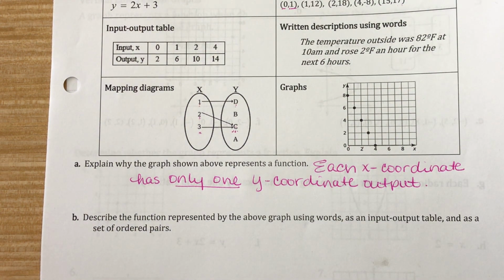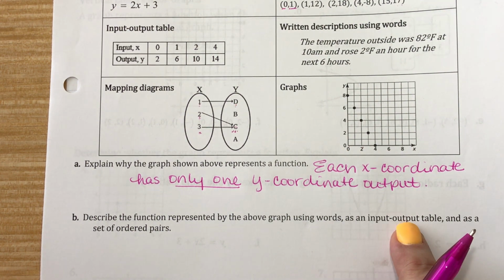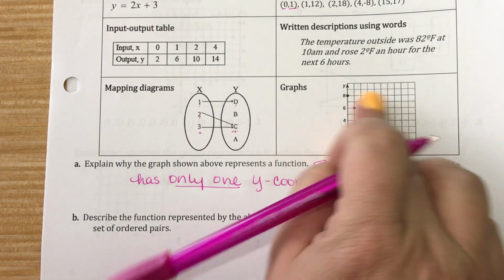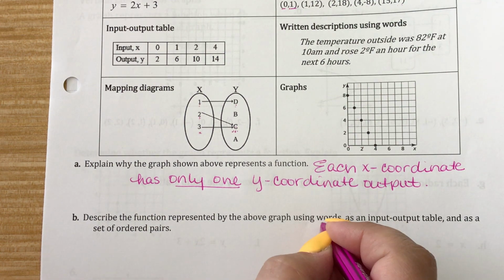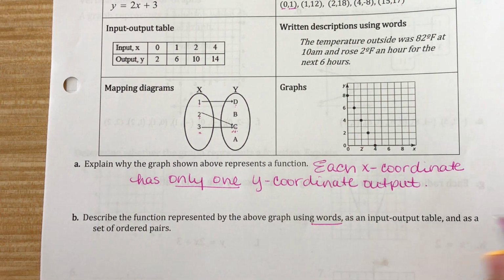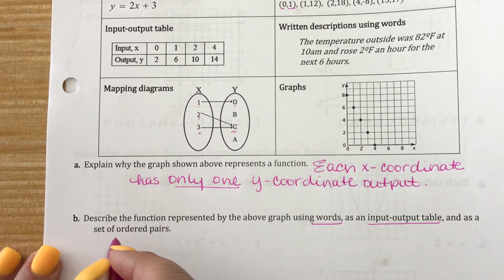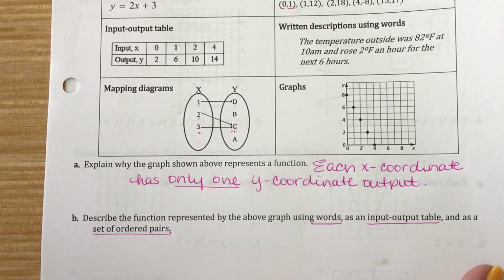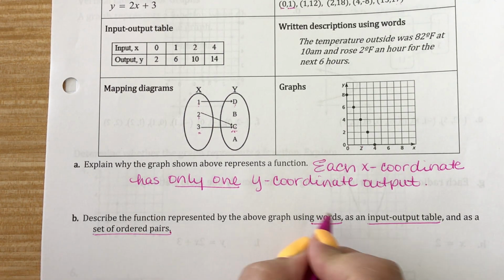Okay, and in part B, it says describe the function represented by the above graph using words, as an input-output table, and as a set of ordered pairs. So we're still working with the graph. We want to be able to translate that same information or data and describe it using words, using an input-output table, and using a set of ordered pairs. Let's start with using the words.